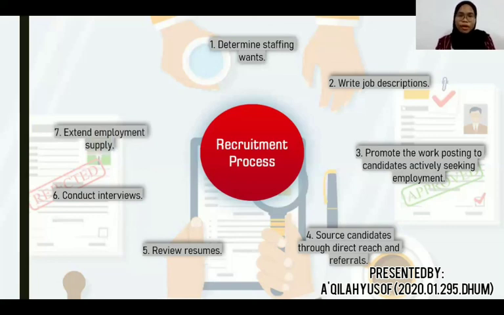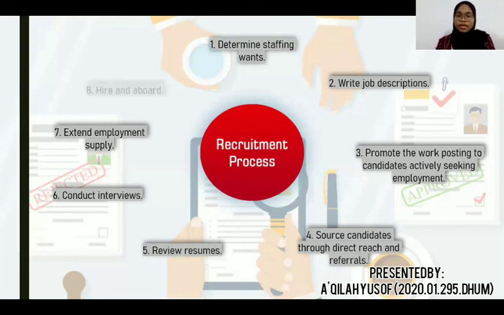Next, extend an employment offer. Once a candidate is chosen, an employment offer is extended and negotiation begins. It is also important to contact candidates who were not handpicked. Each candidate deserves a response. Reaching out to reject candidates can create a positive impact on your company's name.